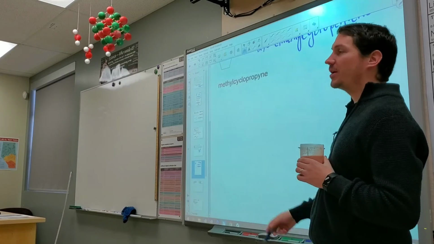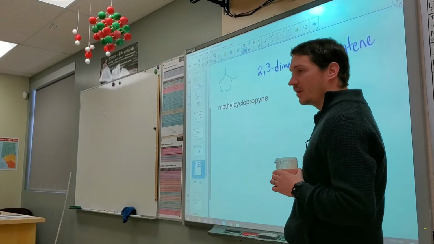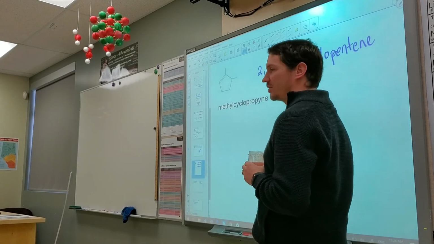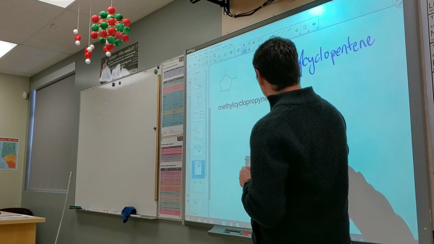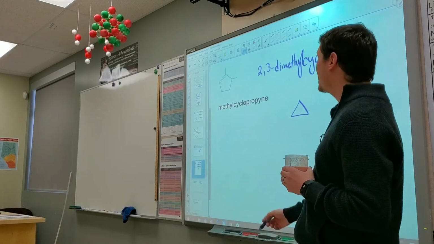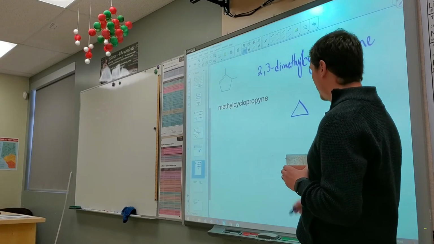And then the very last one. Cyclopropyne. How many carbons in this ring? 3. 1, 2, 3. So 3 carbons. There has to be a triple bond somewhere. Do you want it to be on the left, right, or bottom? Bottom, sure.